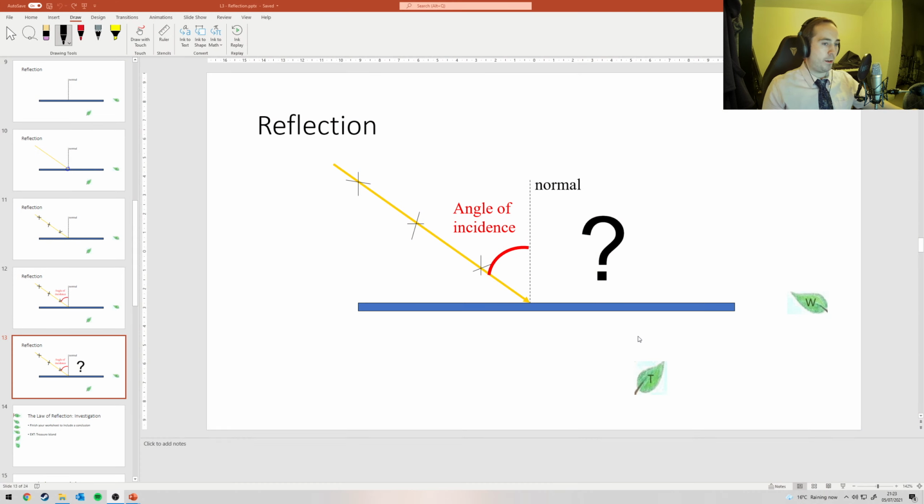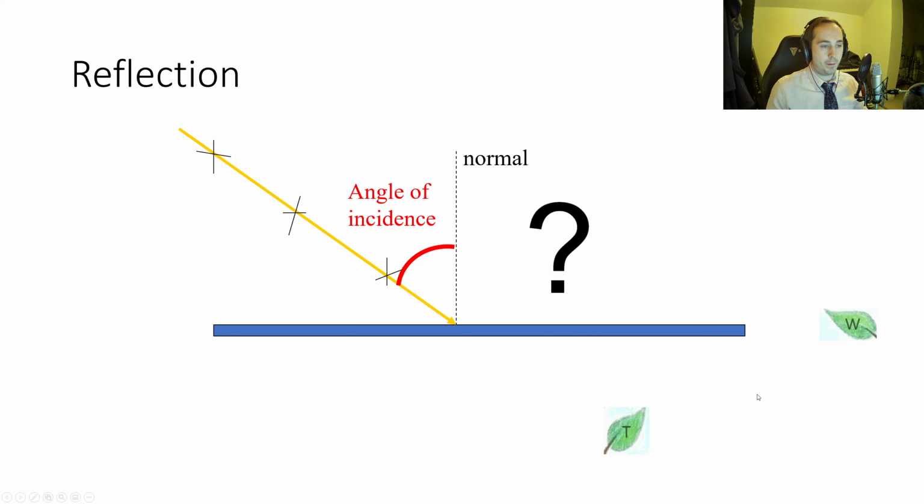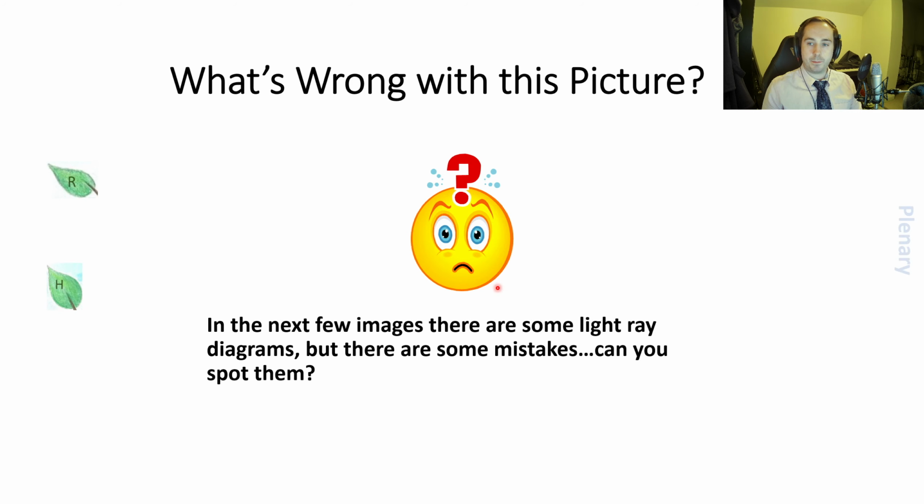Now, if you can also print out the paper projector, you can measure the angle. If not, you'll just have to trust me when I tell you that the angle coming back is going to be the same as the angle going in. So, this angle of reflection here, okay, this angle of reflection is going to be the same as the angle of incidence.